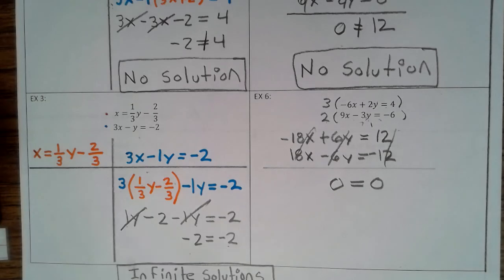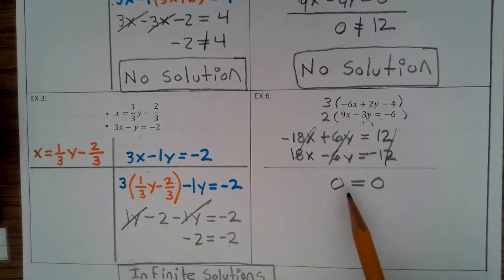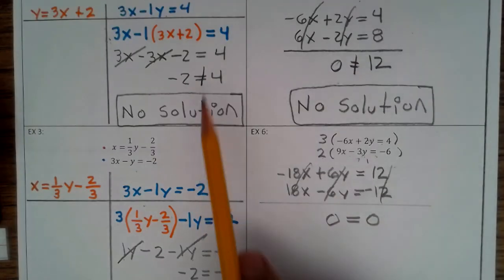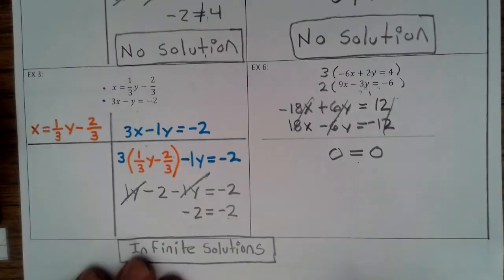I haven't talked about it in any equations, but whenever you eliminate all the variables and you're left with a false statement, it's no solution. But when you're left with a true statement, it's infinite solutions.